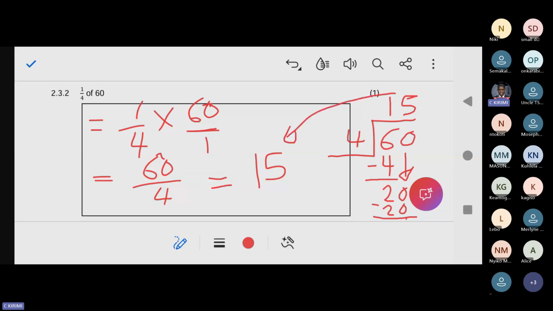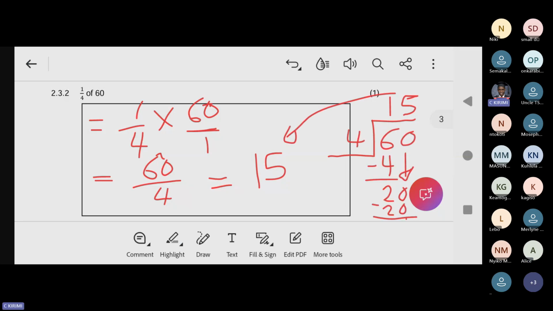That is the answer, which is the same. Whether you use the short method or the long method, you still get the same what? Answer.